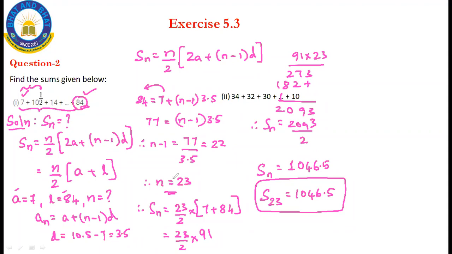So apply this formula, get the value of n. Once you have got the value of n, this is the formula for Sn: n by 2, first term plus last term. First term is 7, last term is 84. Apply the formula and simplify. Is that clear, Diksha? We will do more numerical problems. Don't worry. Have you all noted down? Yes. Shall I erase?